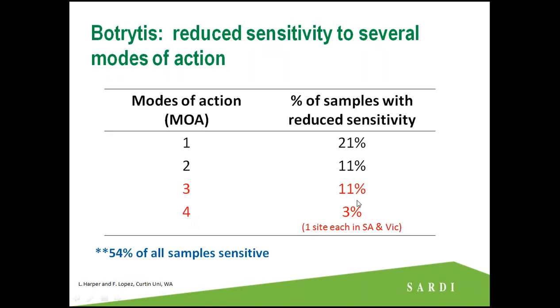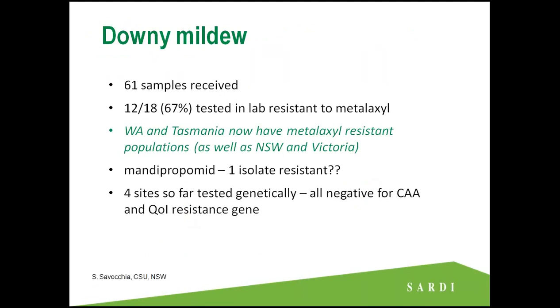modes of action. So this data in the red is also new, that although it's only fairly small numbers, it's still, I think, concerning that we have got some sites that are showing reduced sensitivity to 3 or 4 modes of action in Botrytis. I guess on the good positive side is that 54% of all the samples were actually sensitive. But I think it's a warning sign.